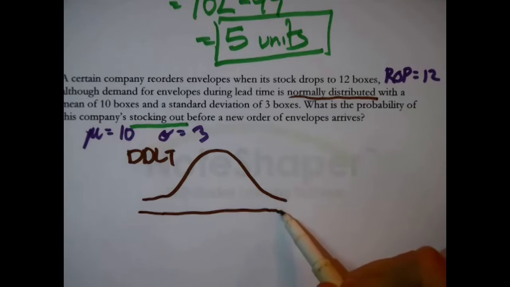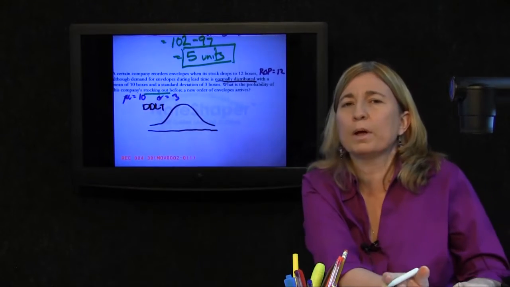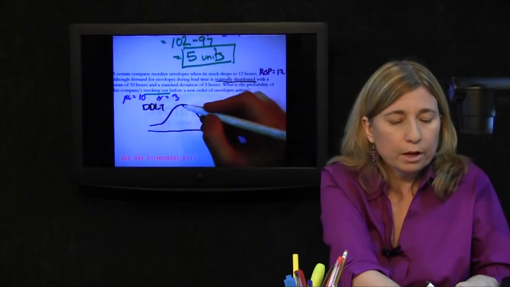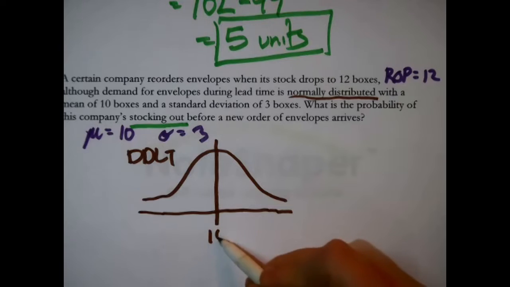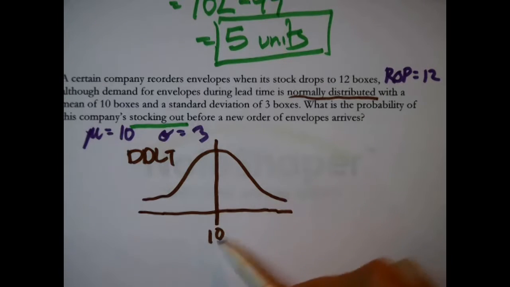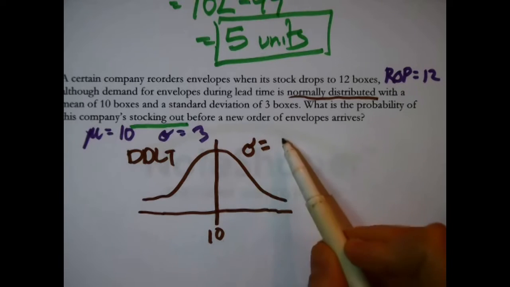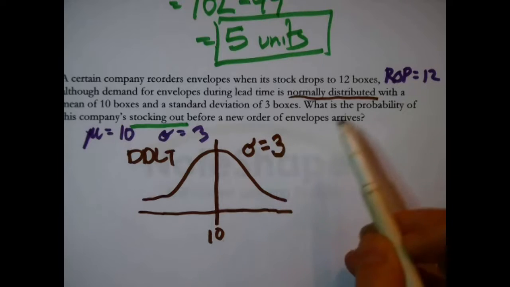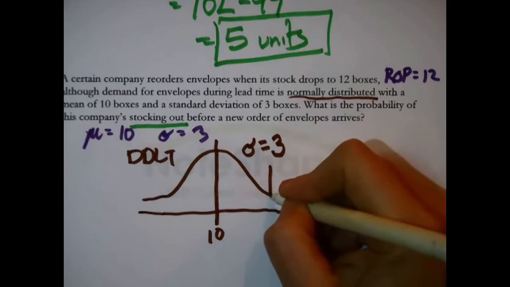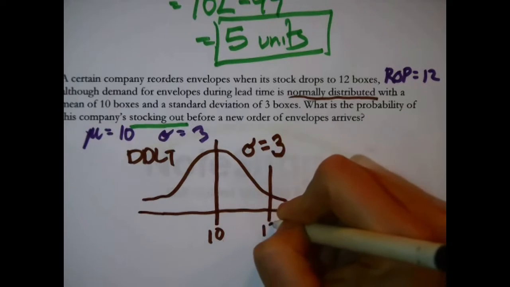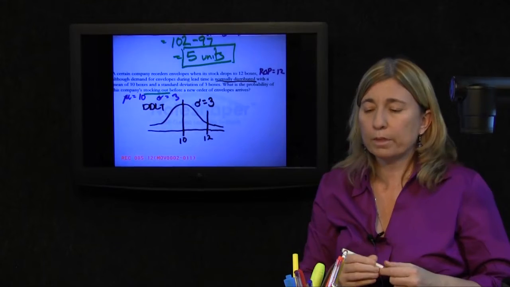Okay, so this is every possible amount of demand, a number line down here, every possible amount of demand during lead time that could happen. The center of the curve, what's most likely is that 10, the average demand during lead time, right? That's the mu. And then kind of the degree of spread of this particular curve is captured in the fact that the standard deviation is 3. But there's more to the story. A reorder point has already been set, and it's been set at 12. So that would be some number over this way.